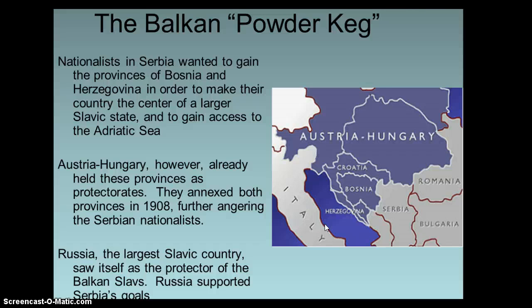Okay, so where does it all start? Basically what we have here is Austria-Hungary controlling some territories in the Balkans, and it says nationalists in Serbia wanted to gain the provinces of Bosnia and Herzegovina, which is this would be Serbia here, in order to make a larger Slavic state, okay, and gain access to the Adriatic Sea, which is located right here. Austria-Hungary, of course, doesn't want to give up those territories.